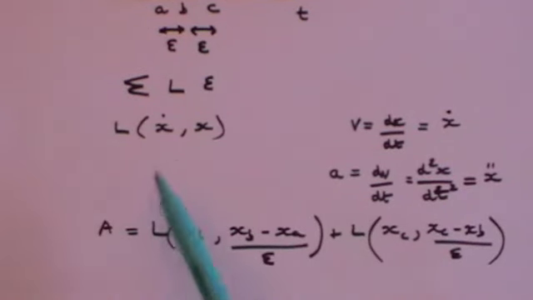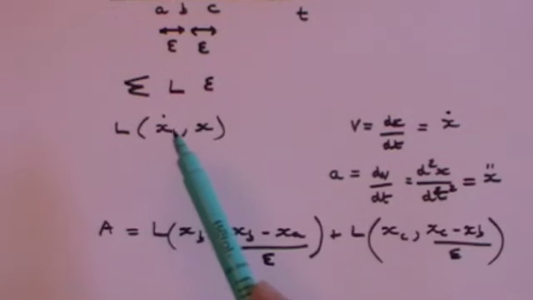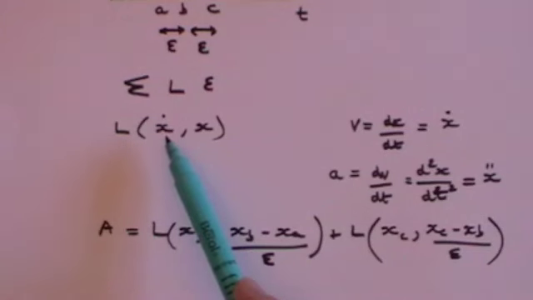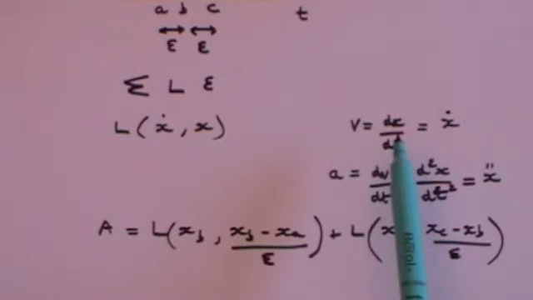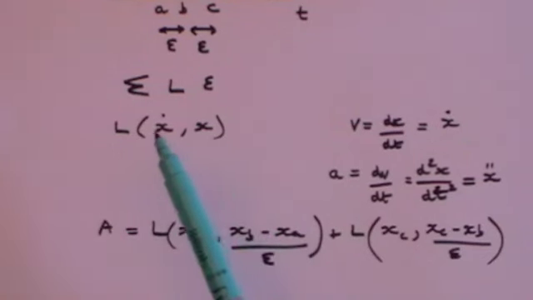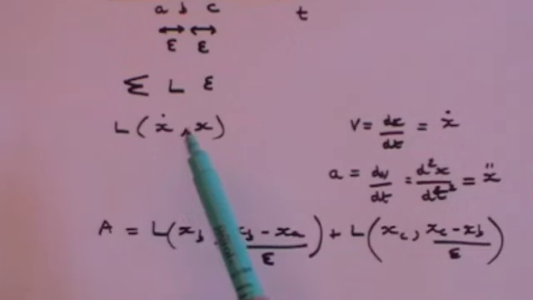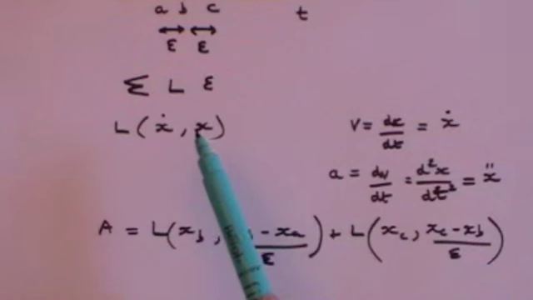Just to recap, the Lagrangian is a function of kinetic energy minus potential energy. Kinetic energy has as its variable velocity, which we call x dot, the derivative of distance with time. The Lagrangian is also a function of potential energy, and the variable in potential energy is distance, x. So the Lagrangian has two variables, x dot, the velocity, and x, the distance.